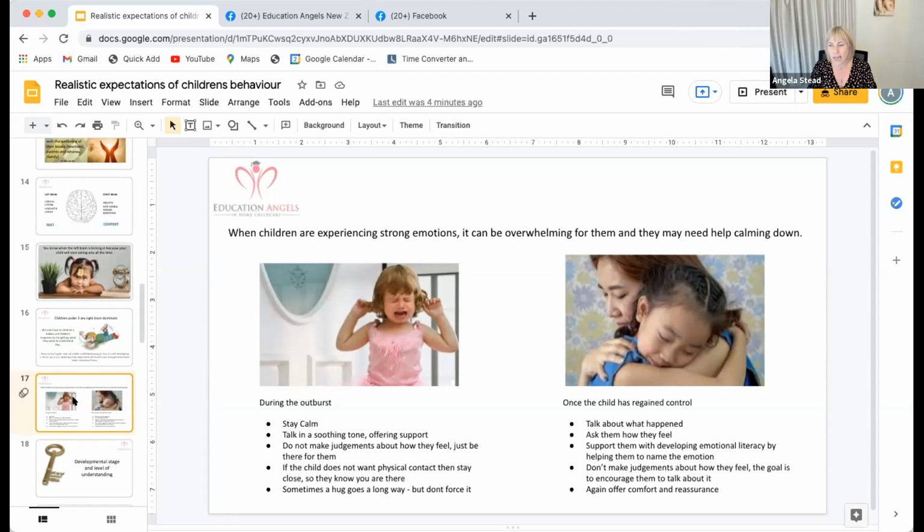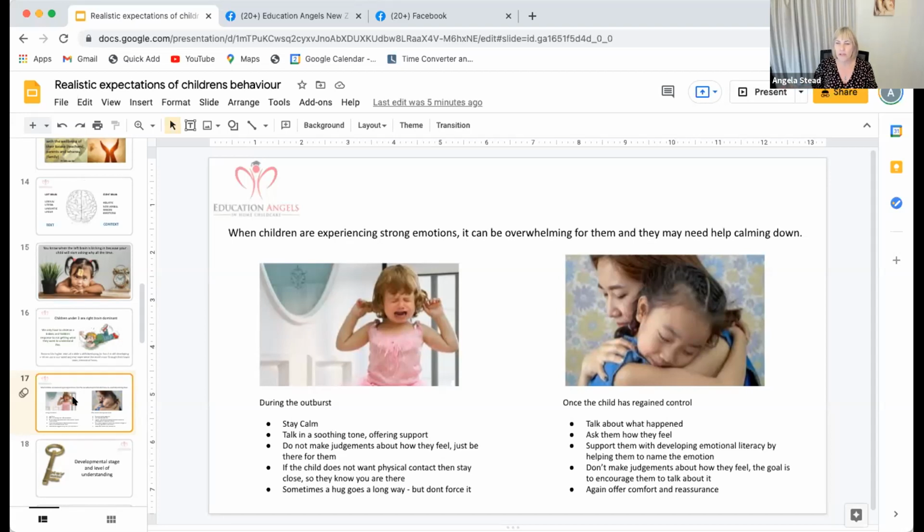Once the child has regained control, then is the time to talk about what happened. Once they're calm and you've reassured them and they're open and receptive, you'll be able to talk about it. A really good thing to do at this point is to ask them how they feel, because remember, this is a teachable moment. You don't want to lose this opportunity to teach children how to self-regulate and how to manage their emotions. So ask them how they feel. If they can't express it, because often they don't have the words, then support them in finding the words, because in doing that, you're developing their emotional literacy, and that will help them avoid getting into that state next time.